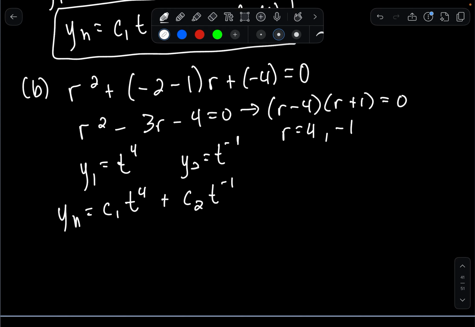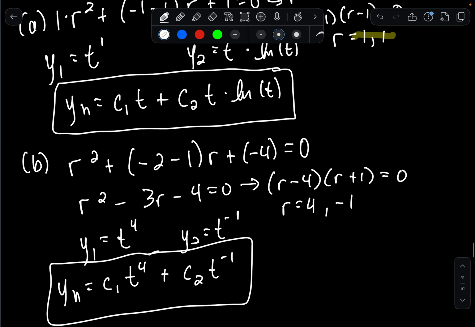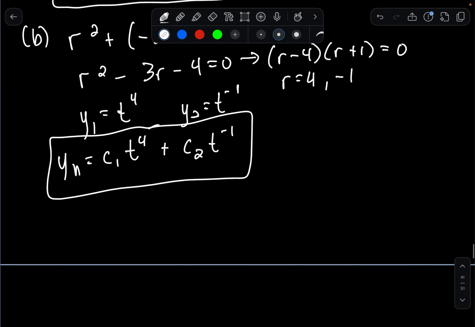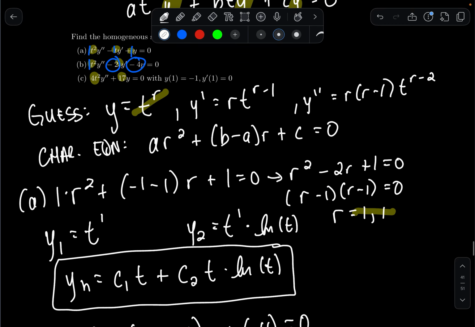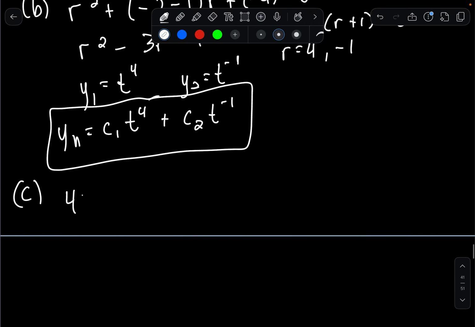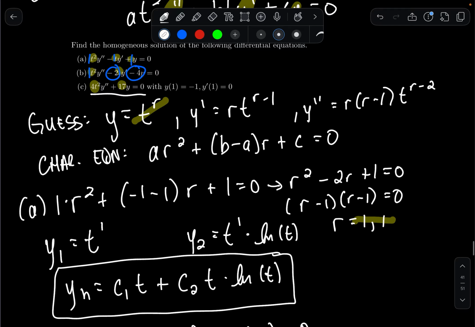Okay, so part A gave us the real and repeated roots case. Part B gave us the real and distinct roots case, which, you know what, probably means that part C is going to end up giving us the complex conjugate case. Let's see if that's indeed the case. So let's rewrite this equation down here. So 4t squared y double prime plus 17y equals 0.